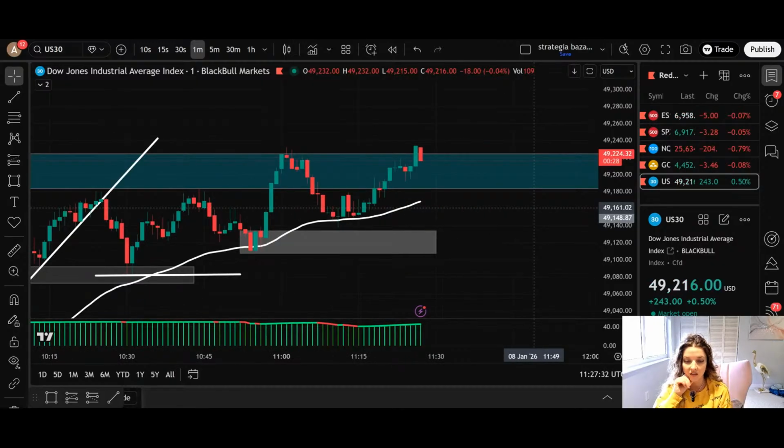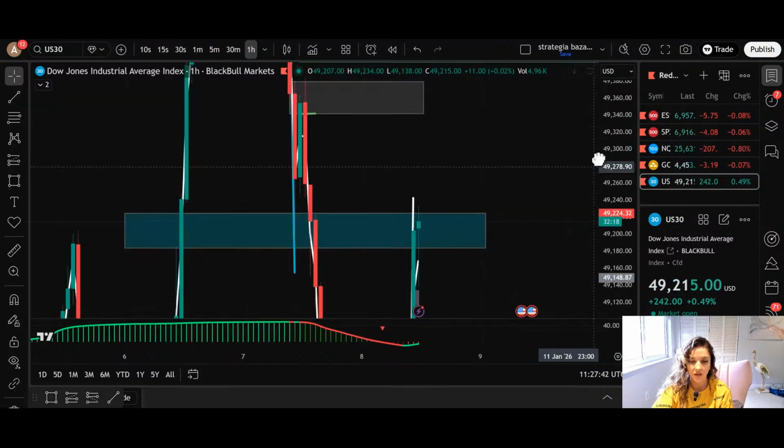Come on, it still doesn't want to break the area. Remember, to break the area for me is a full candle above that area. And let's see, where does it want to go after that?